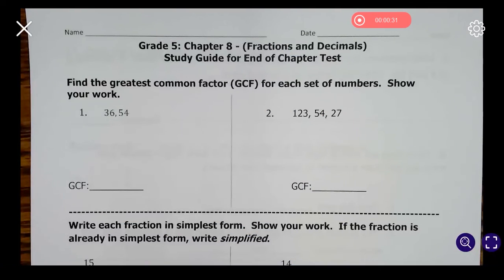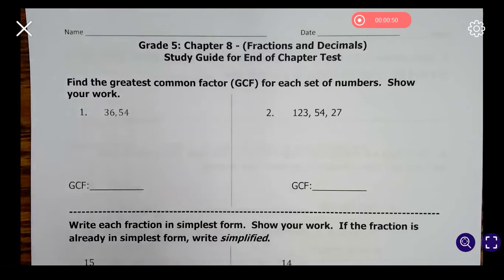This is Mrs. Smith, and we're going to go over the Grade 5, Chapter 8, Fractions and Decimals Study Guide for the end of your chapter test. We are going to start with the greatest common factor for each set of numbers, and we're going to show your work, okay? All right.